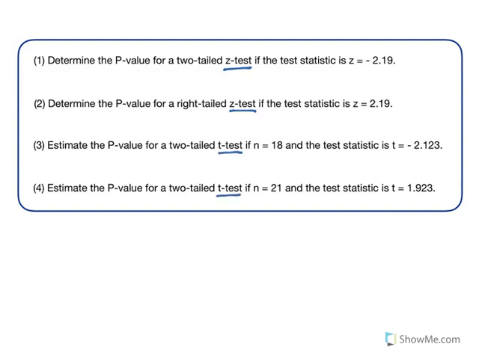But you will notice that all of them are different questions, because the first one is a two-tailed z-test and you have a negative test statistic. The second one is a right-tailed z-test and the test statistic is positive. In this case it doesn't matter, but for the two-tailed test it matters whether it's negative or positive. And then we have a two-tailed t-test, you have the n, and you have the test statistic t negative, and another two-tailed test, you have n 21 and t is positive.